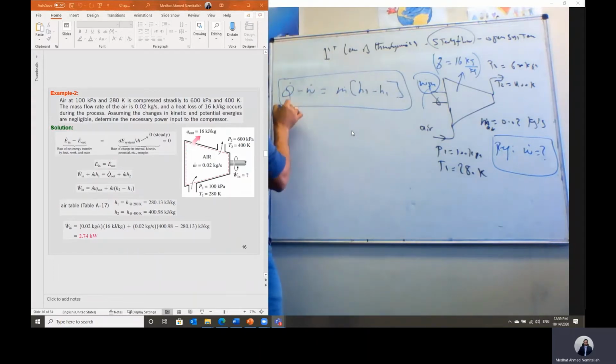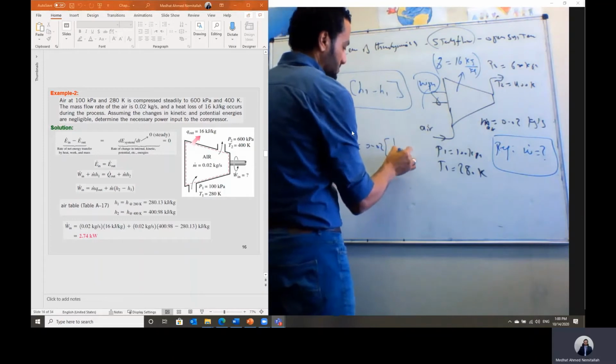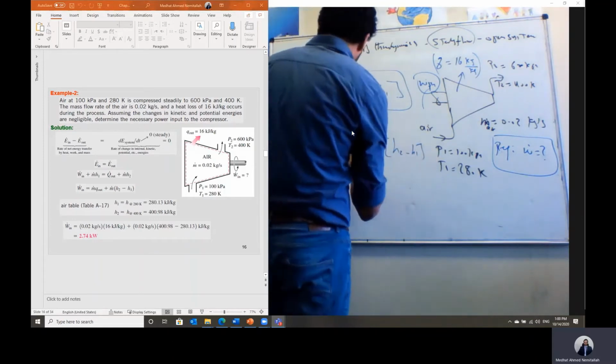So let's substitute. Q dot is equal to m dot multiplied by the specific heat. In this case we have mass flow rate equal to 0.02 multiplied by the specific heat in kilojoule per kilogram, which is 16. Now, m dot by q, the unit here is kilowatt, minus the work required for the compressor, which we need to calculate, equals mass flow rate 0.02 multiplied by H2 minus H1.